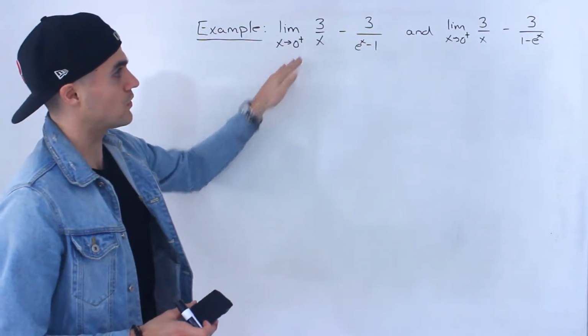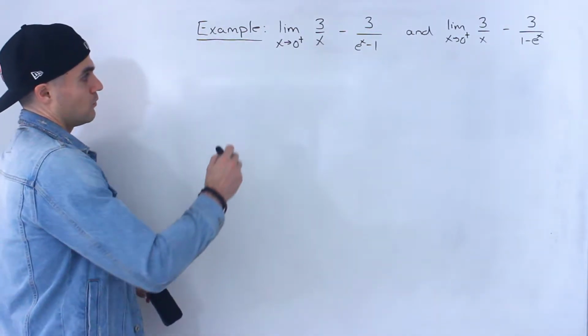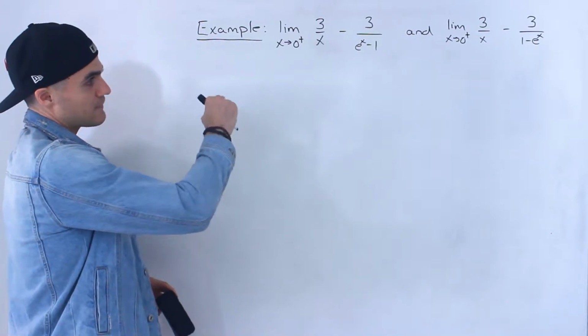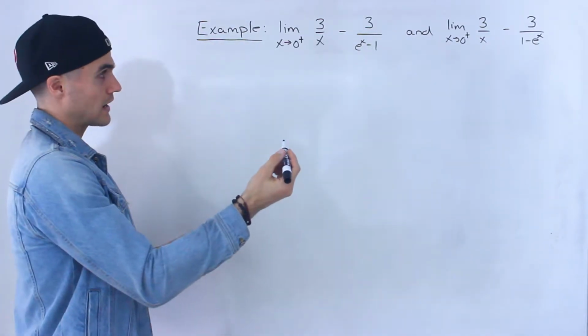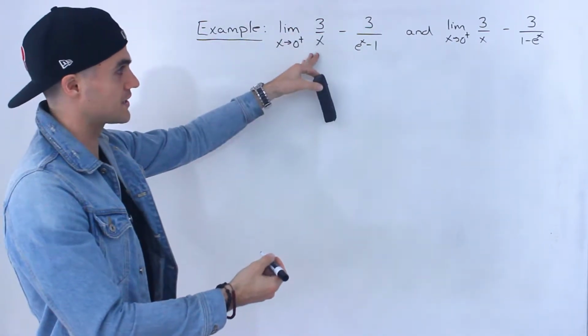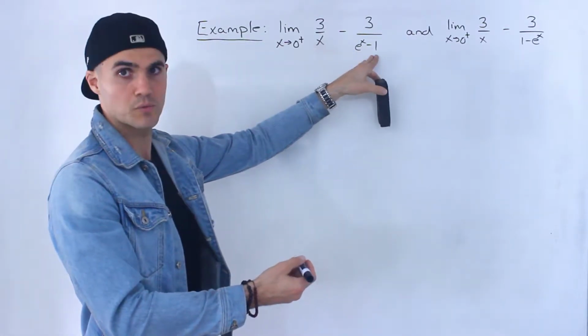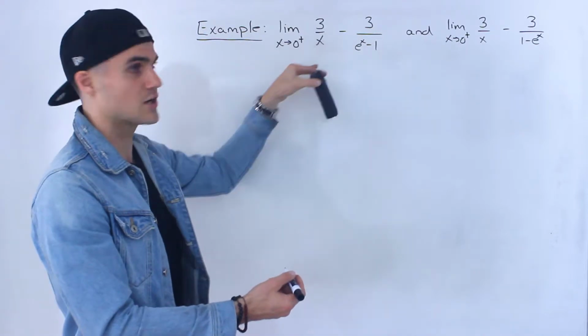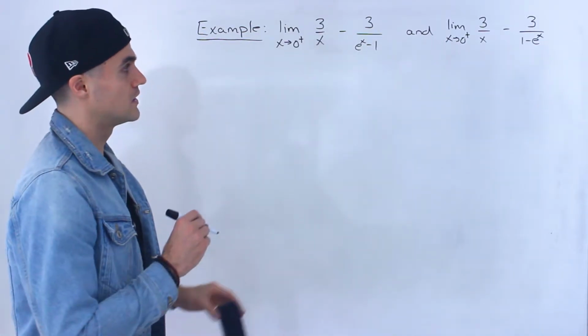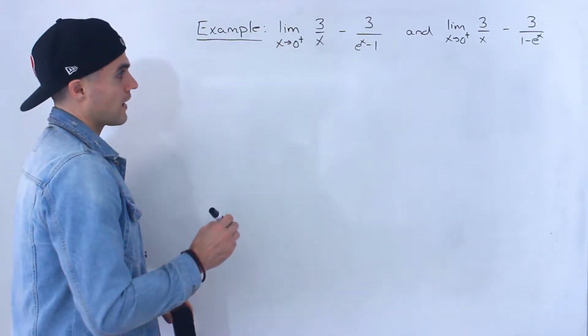So starting with this one over here, notice that first you can't sub in 0 directly because we'd have 3 over 0, which is undefined, and then we'd have e to the 0, which is 1, but then we'd have 1 minus 1, which is 0. Right? So we'd have two denominators that are 0. So we got to go about it a different way.